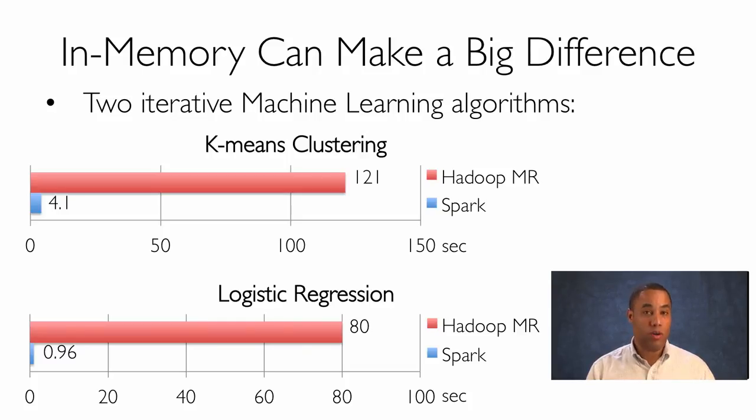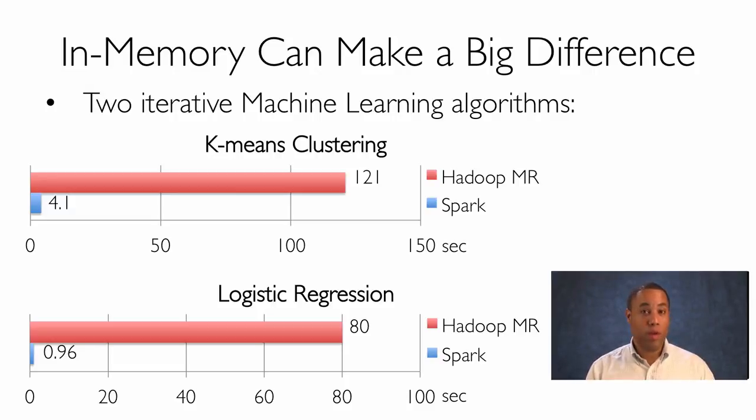Pulling all of this together, in-memory operation makes a huge difference in terms of overall performance. Here's a comparison of two different iterative machine learning algorithms, k-means clustering and logistic regression. On the x-axis, we have the runtime of these algorithms for the different environments in seconds. Let's start with k-means clustering.